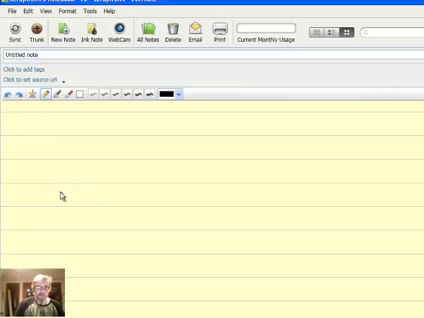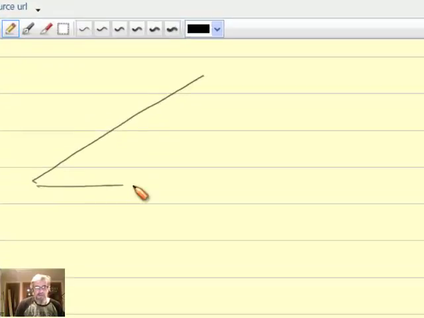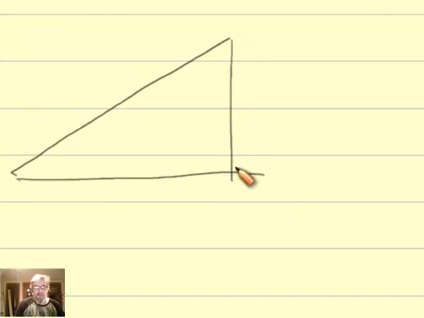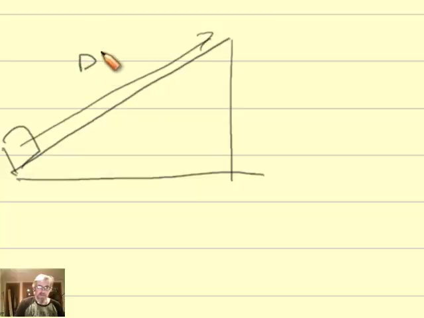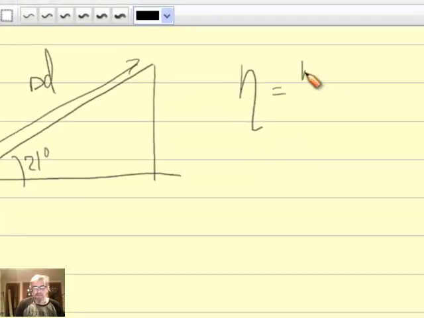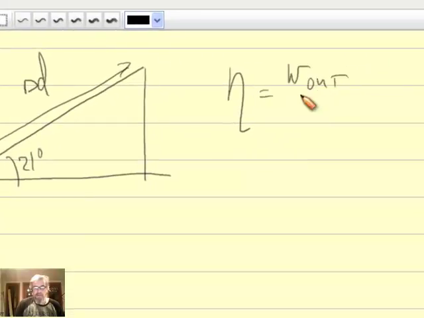Well, first of all, let's set up the basic motion that's happening here. What's the basic work that's being done? Here's our ramp. I have this box, and the box is getting slid up the ramp some distance, let's call it delta D. And it's moving up a 21-degree slope. My job is to find efficiency, eta. And efficiency is the work output divided by the work input.